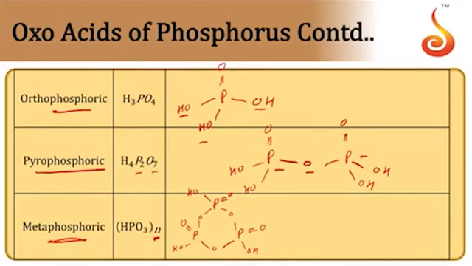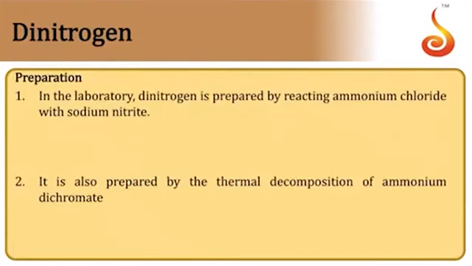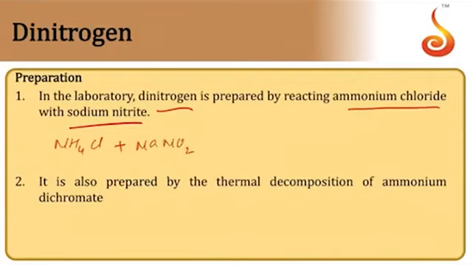With this we have done with all the oxyacids of phosphorus. Then, preparation of nitrogen. In the laboratory, nitrogen is prepared by the action of ammonium chloride with sodium nitrite. That is to say, ammonium chloride NH4Cl plus sodium nitrite, NaNO2. The main compound is N2 gas, and the byproducts are NaCl plus H2O. So N2 can be prepared by the action of ammonium chloride on sodium nitrite.